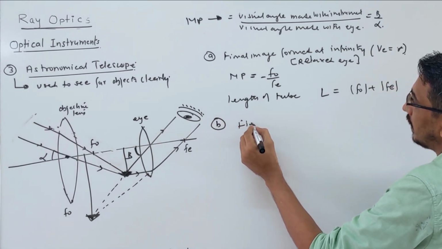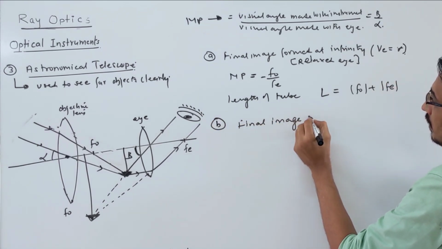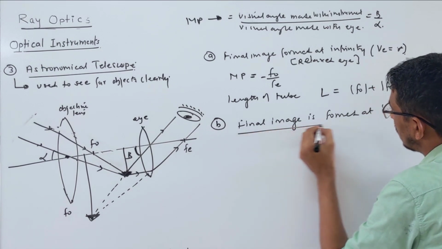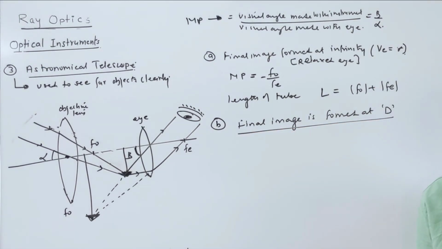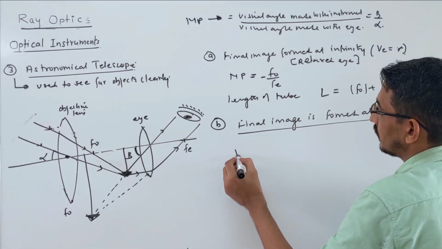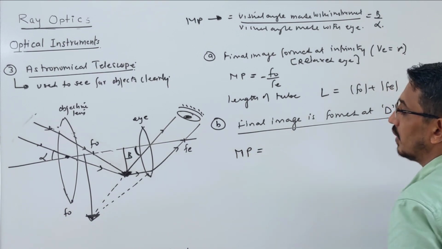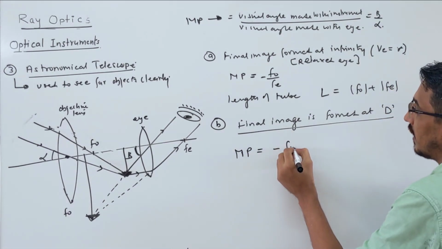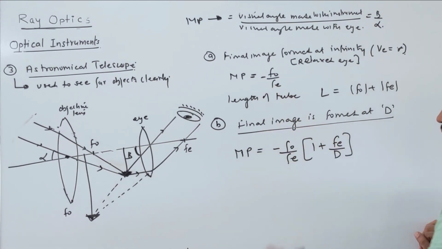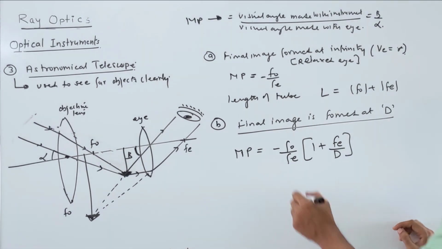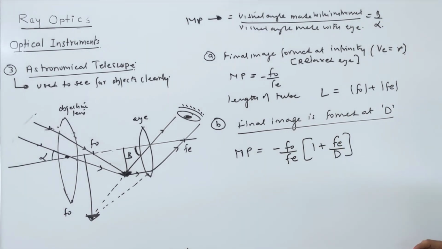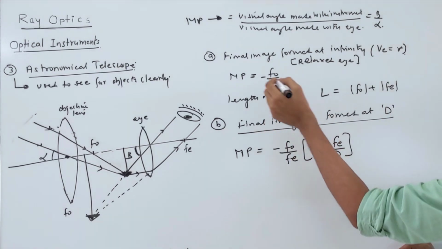Second, the final image is formed at d, the distance of distinct vision, the minimum distance up to which we can see clearly. Then what is the magnifying power? Look, what is the answer? It looks like minus f naught by fe, that term only, times 1 plus fe by d. This is the formula that you have to remember: f naught by fe, times 1 plus fe by d. This is your magnifying power. Maximum times this question they ask in exams like this one only.